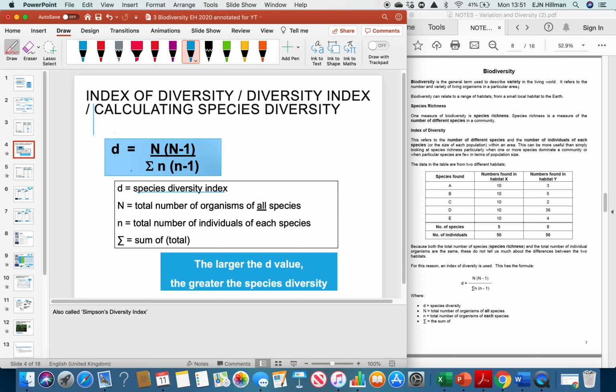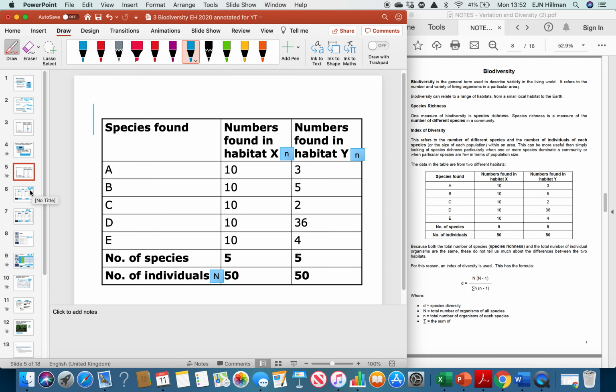This gives us a calculation or a value of D. And the larger that value of D, the greater the species diversity is in that habitat. And therefore you can then compare the different habitats. Larger numbers show that one habitat is more diverse than another. So how do we calculate that then?